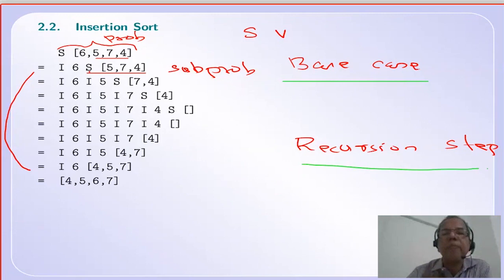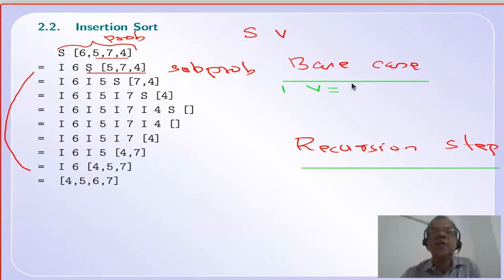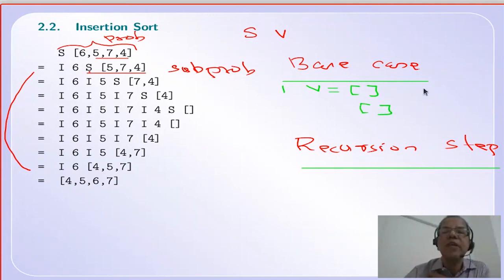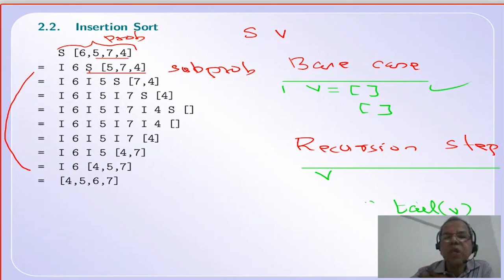Sir, if the list becomes empty, we have to return the empty list. If this is empty, then you have to return the empty list. That's the base case. Very good. How about the recursion step? Return ordered insert of the head, comma, the sort of the tail. We are given V. We break it into the tail of V. So sort the tail of V, and then all you have to do is ordered insert the head of V. Yes, sir, that's what we did.